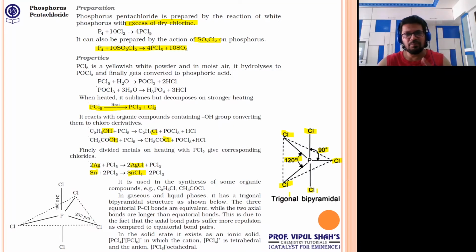Now a very important feature. Listen to this carefully. Please write it down somewhere. The important question: PCl5 is more reactive than PCl3. I repeat, PCl5 is more reactive than PCl3. Why? Answer is right on the board. Look at the left hand side diagram now. The 3 equatorial bonds are at a bond length of 202 picometers, whereas the axial bonds are at 240 picometers. That's what we have.